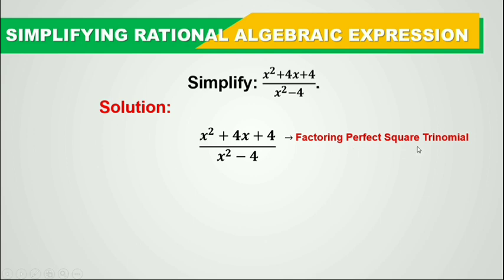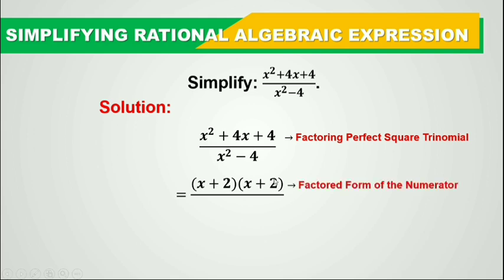So we're gonna apply the technique in order for us to factor this expression in the numerator of this rational algebraic expression. So the factors of x squared plus 4x plus 4 are x plus 2 times x plus 2. So this is the factored form of the expression in the numerator.